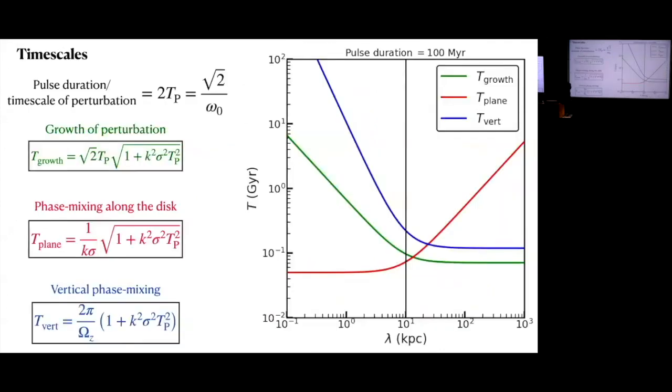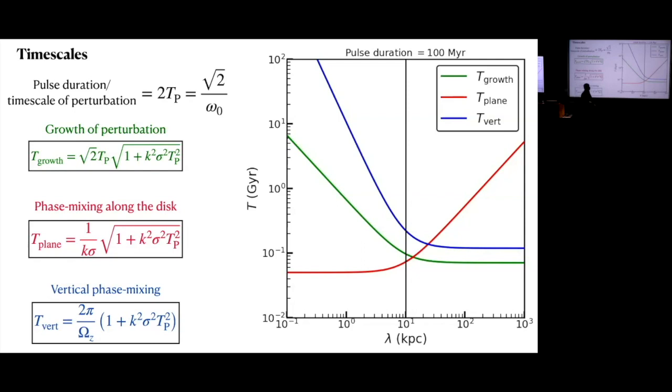And that can be understood from a simple argument of the time scales. There are three different things happening here. The perturbation grows with time, it decays due to phase mixing along the disk, and there is also a winding time of the perturbation due to vertical phase mixing. These three time scales have been plotted here in different colors.